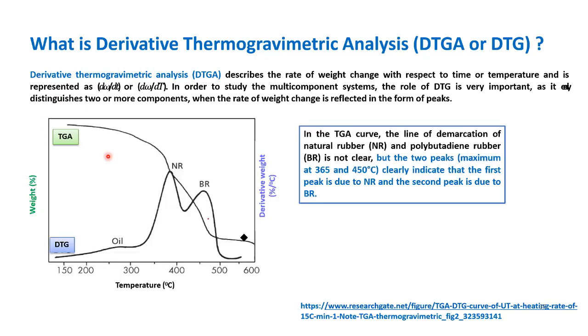Here is an example of natural rubber, polybutadiene rubber, and oil. Here the mixture was natural rubber and polybutadiene rubber in oil. The oil degrades first at around 250 degrees Celsius. Then we are getting two peaks at 365 and 450 degrees Celsius. That is very much visible with the DTG. In the TGA, the degradation starts around 200 and keeps on reducing, but we are not able to distinguish the steps. So it is better to plot DTG for a better analysis.